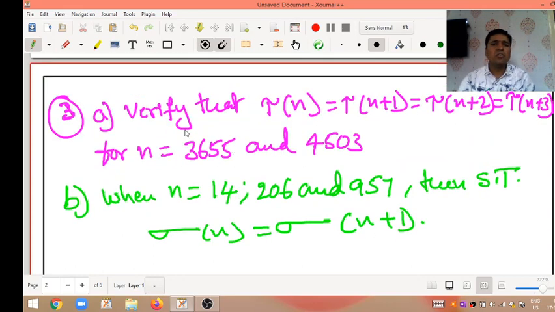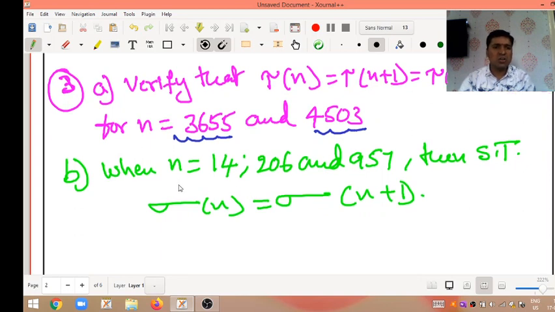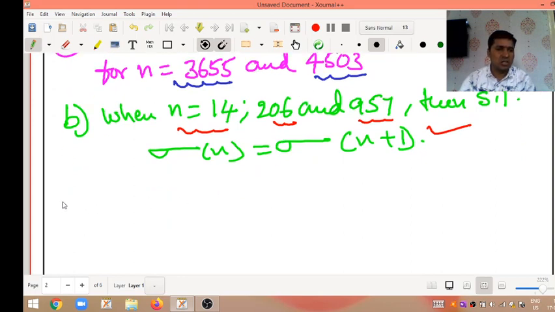See here, verify that tau of n is equal to tau of n plus 1, which is equal to tau of n plus 2, that is equal to tau of n plus 3, for the 2 integers n is equal to 3655 and 4503. That is one question. And one more question: when n is equal to 14, 206 and 957, we have to show that sigma of n is equal to sigma of n plus 1. I hope you all understood this question. I will move on to the solution part. So in that solution part, first question.